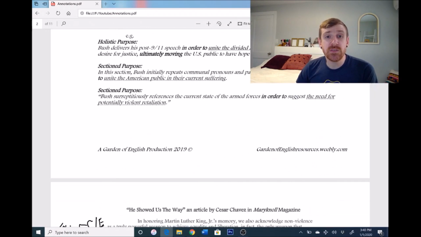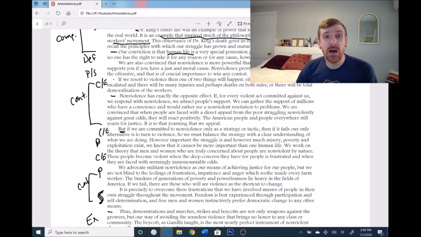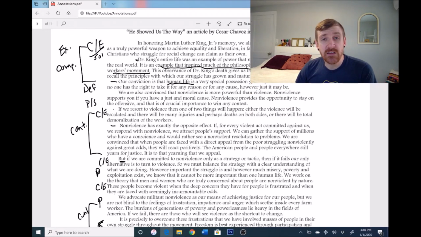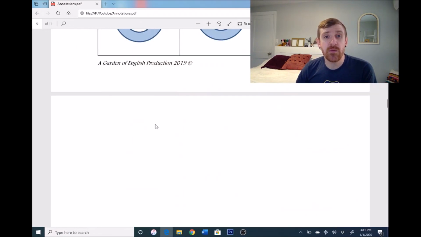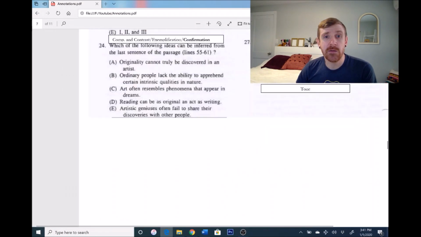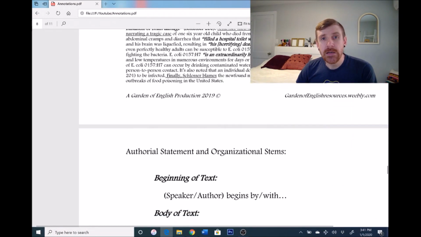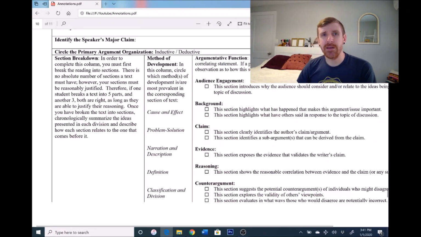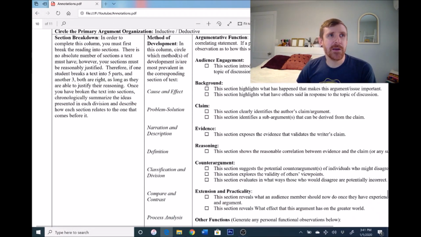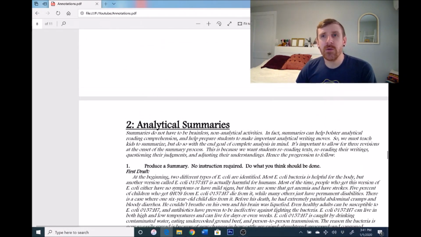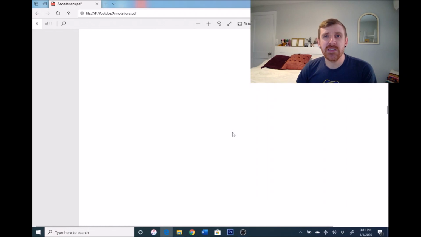If you want to scroll through this document, you'll be able to see examples of other things that I do for annotations and a nice little organizer that helps with this. I'll give you a little sneak peek right here. But you can go through that on your own time. I will go through these in the video to come.